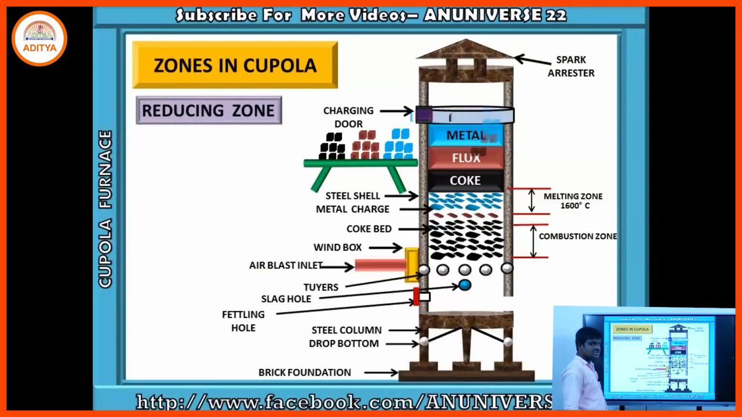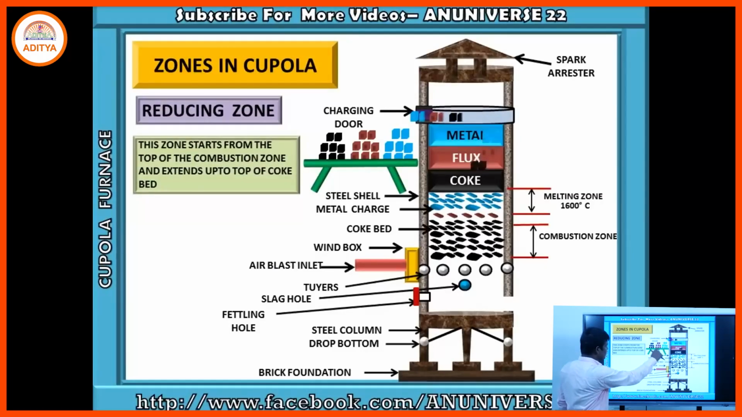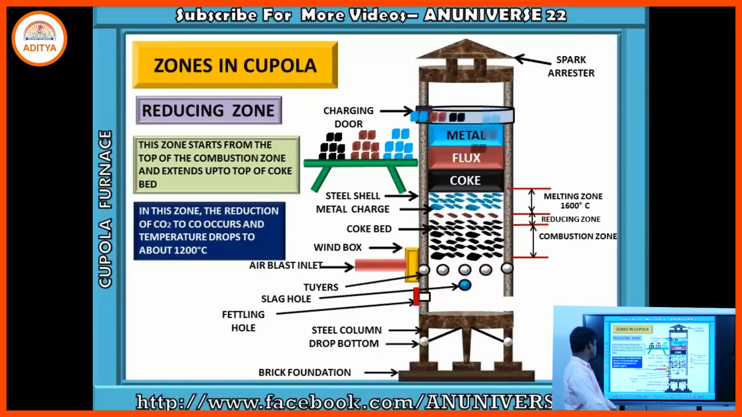Now we come to the reducing zone. This zone lies in between the melting zone and the combustion zone. Here CO2 is reduced to CO, at a temperature of about 1200 degrees centigrade. CO2 plus C converts into 2CO, which means heat is absorbed, so the heat is reduced here.